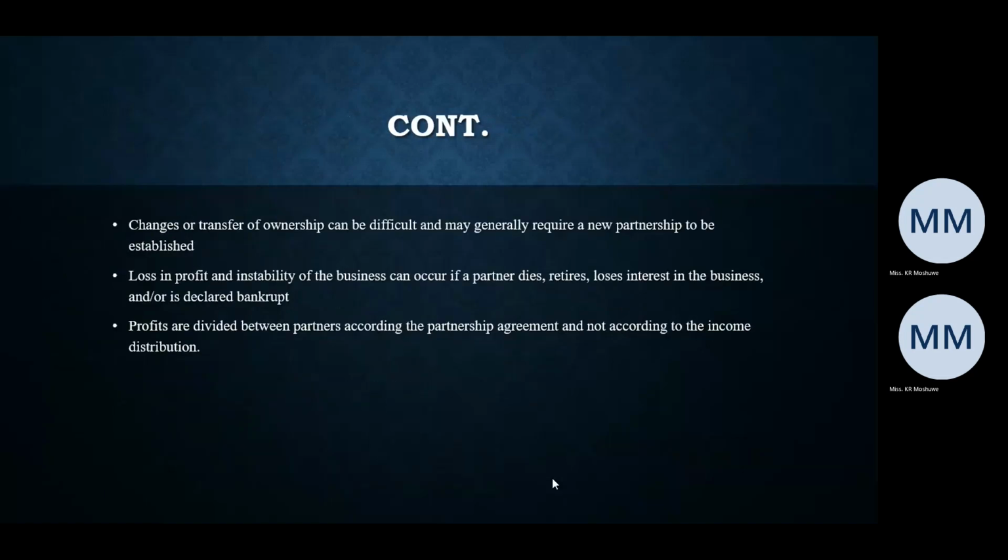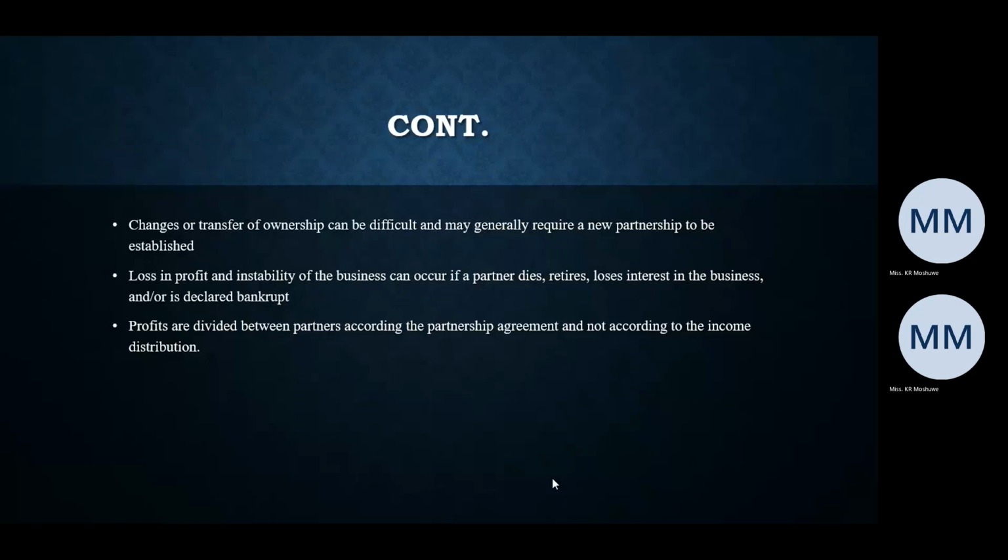It says changes or transfer of ownership can be difficult and may generally require a new partnership to be established. So changing a form of ownership from partnership to something else may be difficult because, especially if you have two partners, you may need to have someone else join the company, because some forms of ownership may require three or more people to start up. So depending on which form of ownership you are changing to, it may be a little bit difficult as there are now requirements needed, unlike with a partnership where there are no legal requirements needed to start up.